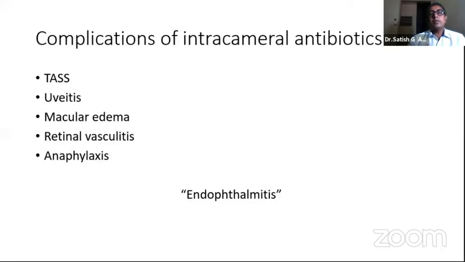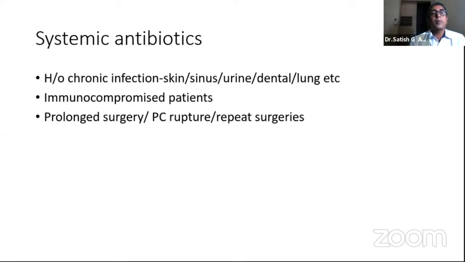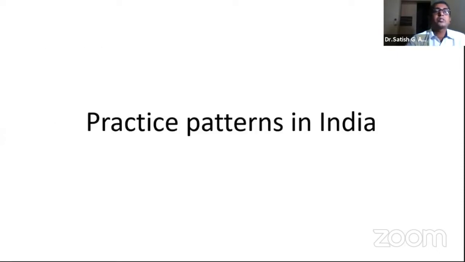But remember that intracameral antibiotics are not without complications. These are the list of the complications. And in fact, because of compounding errors of the pharmacies, people still had endophthalmitis after intracameral antibiotics. Now, systemic antibiotics do have some role, and these are some of the indications: patients with chronic infections, immunocompromised patients, prolonged surgeries or repeat surgeries, where people tend to use systemic antibiotics.